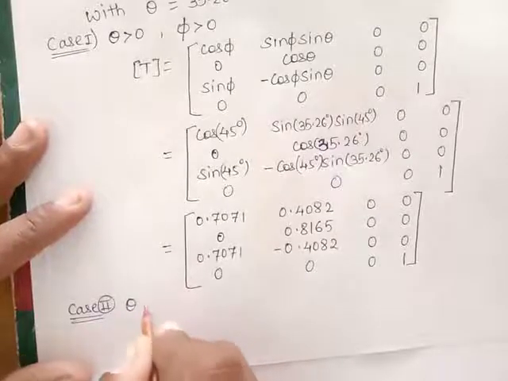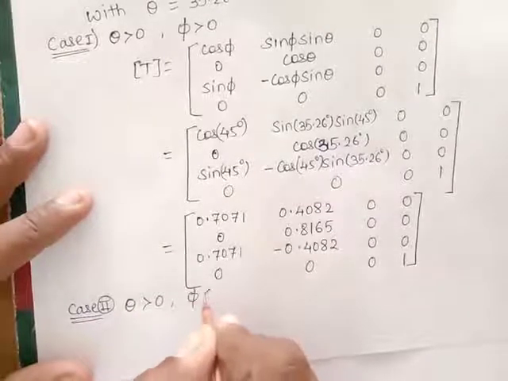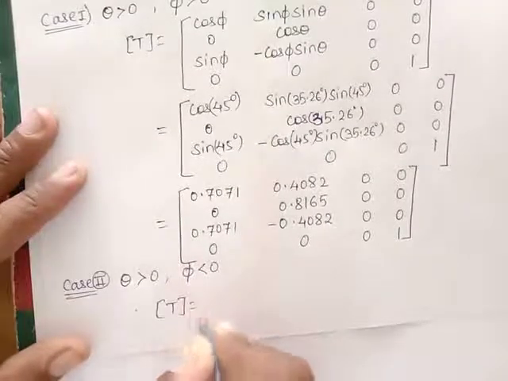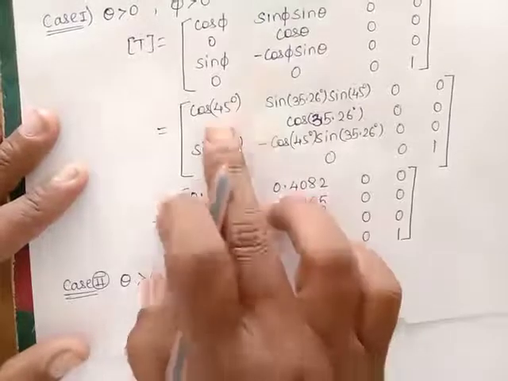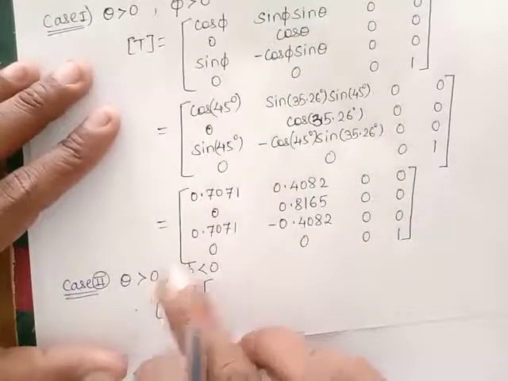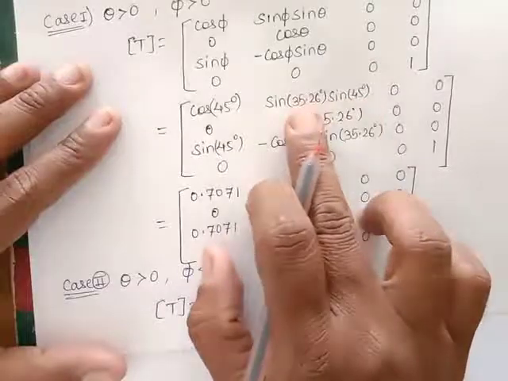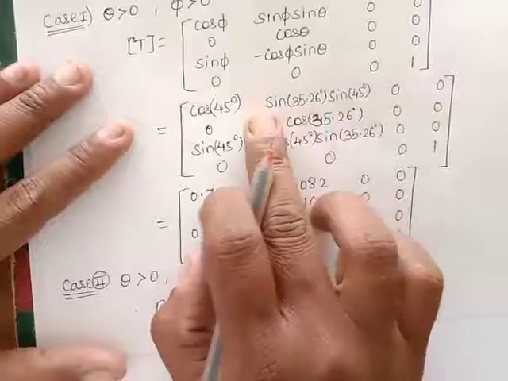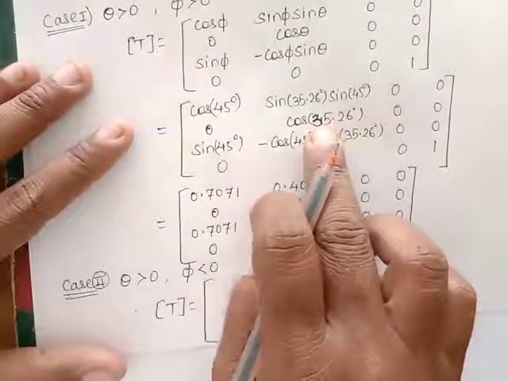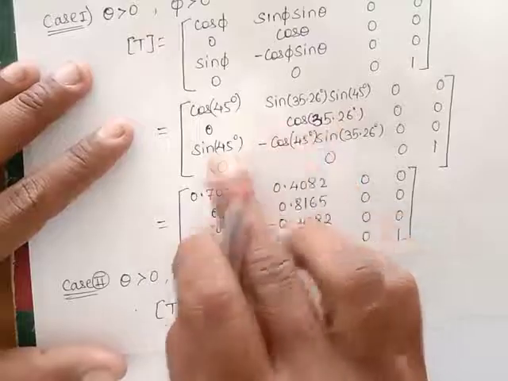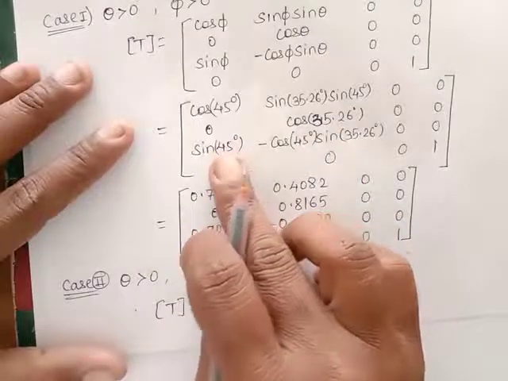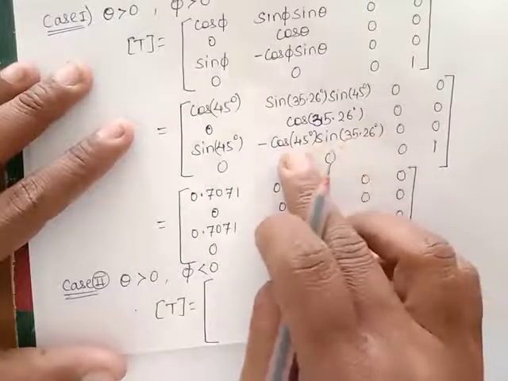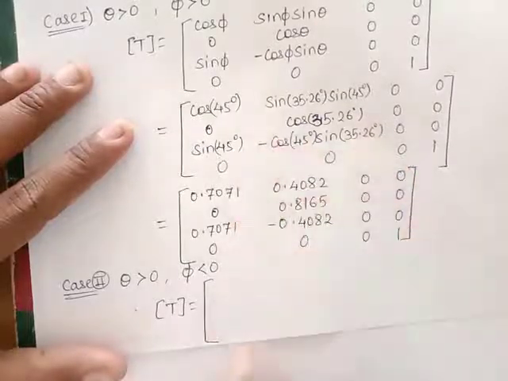So now case 2, theta positive, phi negative. Therefore, what is P? I will write this directly now, as we can do it easily. Wherever theta is positive, it remains the same, but phi is negative. Here it is negative, it remains the same. Here it is negative, it changed the sign. Here theta is positive, so it remains the same. Here phi is negative, so it changed the sign. Here also phi is negative, so the sign remains the same.